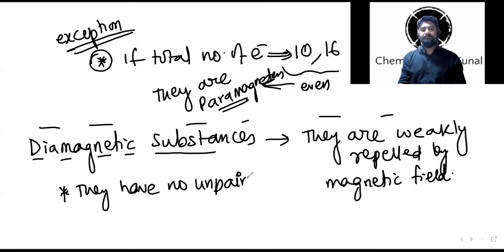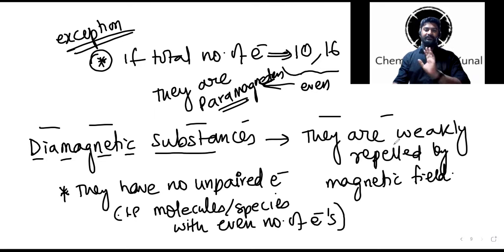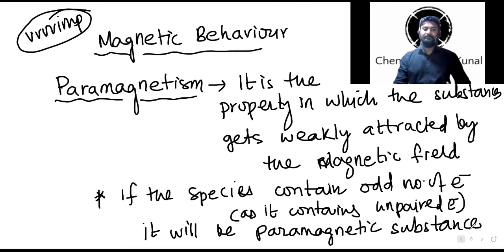So molecules or species with an even number of electrons. That's it. Use this shortcut. You can do any problems based on this. It should not be a problem.